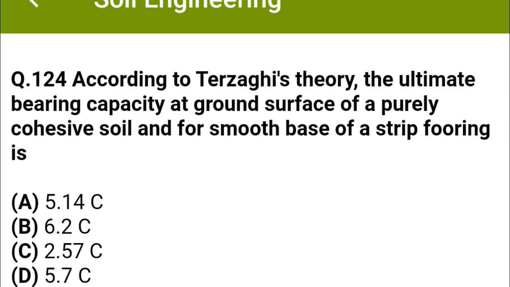According to Terzaghi's theory, the ultimate bearing capacity at ground surface of a purely cohesive soil and for smooth base of a strip footing is option A, 5.14 C, option B, 6.2 C, option C, 2.57 C, option D, 5.7 C. The correct answer is option A, 5.14 C.